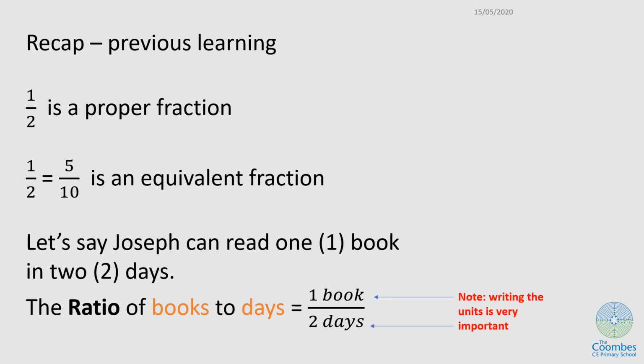Now, let me just set a scenario here. Let's say Joseph can read one book in 2 days. We can write a ratio of books to days for Joseph. So, he can read one book in 2 days. And writing the units is very important.